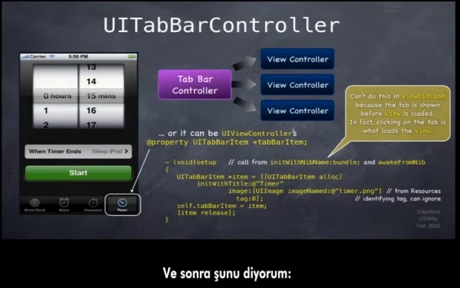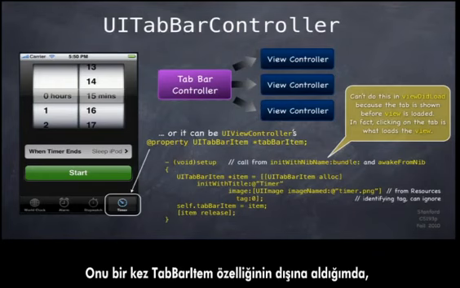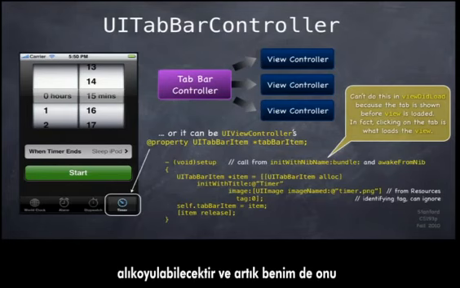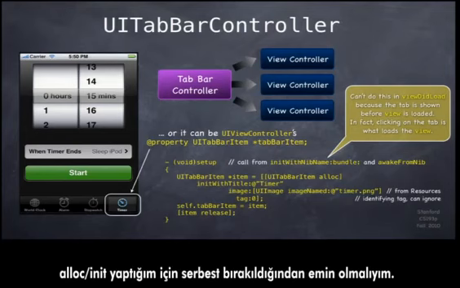And then I just say self, assuming this is in my UI view controller, self.tabBarItem equals that item. And then item release. Once I hand it off to the tabBarItem property, it's going to get retained, and I don't need to keep a pointer to it anymore. But I alloced it right here, alloced and initted it, so I better make sure I release it.